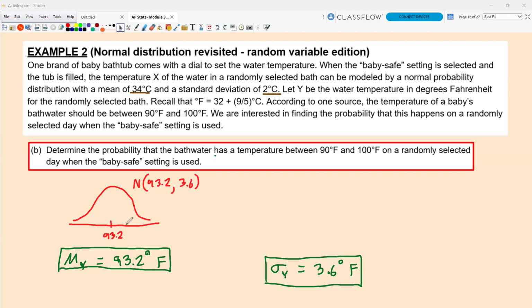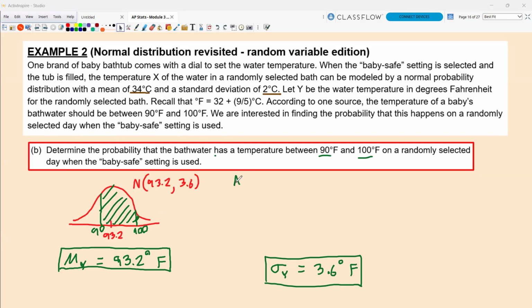I don't bother counting out standard deviations. I really just answer the question and highlight my boundaries. So I want to go between 90 and 100. So 90 is going to be below 93.2 and 100 is going to be somewhere above it. It doesn't have to be super precise, but you want to shade the appropriate boundaries and put your left and right boundary here. So we're going to calculate this probability.